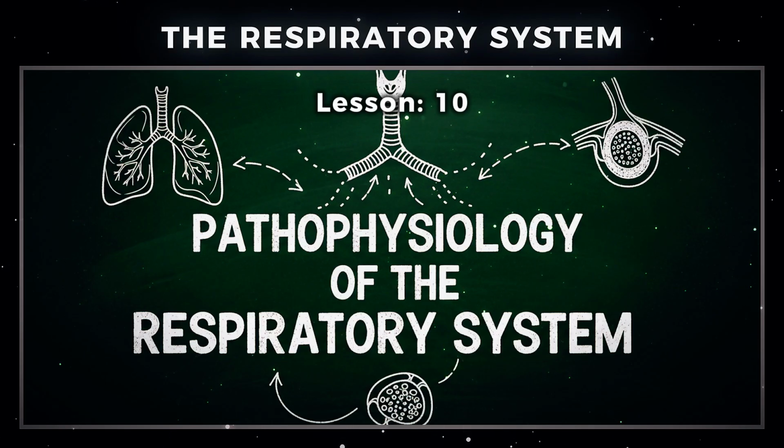Chronic obstructive pulmonary disease, or COPD, is another major obstructive condition, usually representing a combination of two problems: chronic bronchitis and emphysema. In chronic bronchitis, the mucociliary escalator we discussed in Lesson 2 becomes overwhelmed. The mucus-producing cells grow in number and size, leading to a persistent productive cough and narrowed airways.